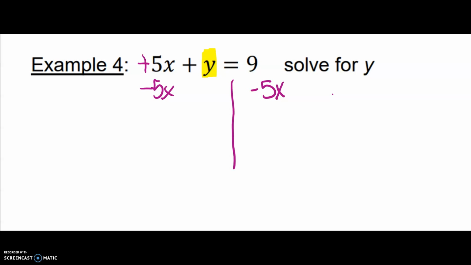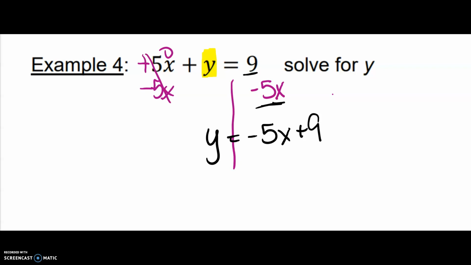And when I do that, 5x minus 5x is 0. And 0 plus y leaves us with just y equal to, and now the 9 and the 5x, I cannot combine those. They are not like terms. This has an x on it. This is a constant. It does not have an x. So I cannot combine those. So I'm just going to write them both out. Minus 5x plus 9.